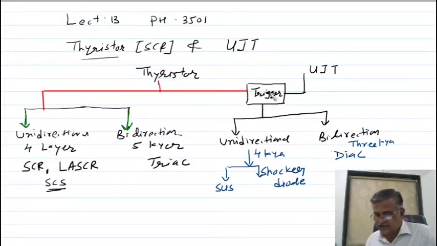In trigger devices, what is used is the silicon controlled switch, Shockley diode and diac. Diac is also used to trigger SCR and triac. The Shockley diode is also used for triggering. Unijunction transistor is also used to trigger the devices. These are your 4-layer semiconductor devices, and these are your 3-layer semiconductor devices. Here we have to discuss silicon controlled rectifier.